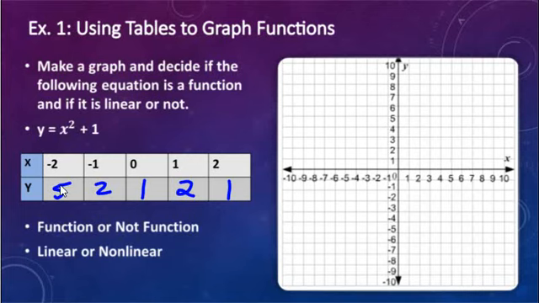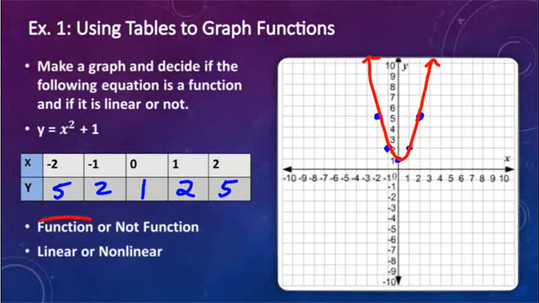I have negative 2 and 5, so negative 2 up to 5. Here, negative 1 and 2, be here, 0 and 1, be here, 1 and 2, here, 2 and... actually this shouldn't be 1. Negative 2 squared is 4, plus 1 is 5, so 2, 5, here. Draw my parabola. Is it a function? It only crosses in one place. So yes. Is it linear? No, it's non-linear because it's got a curve in it.